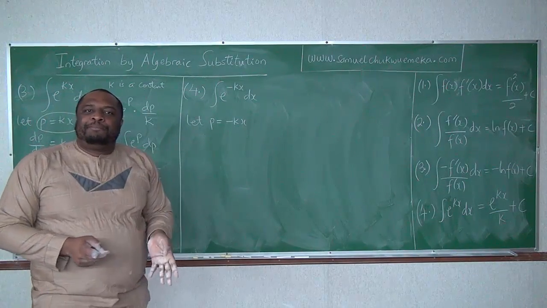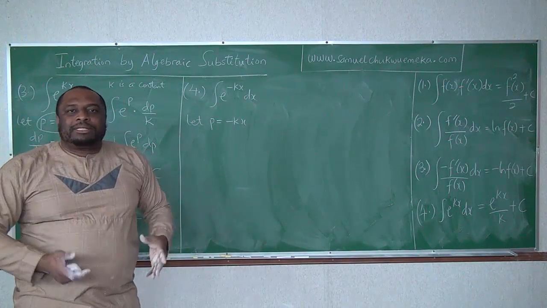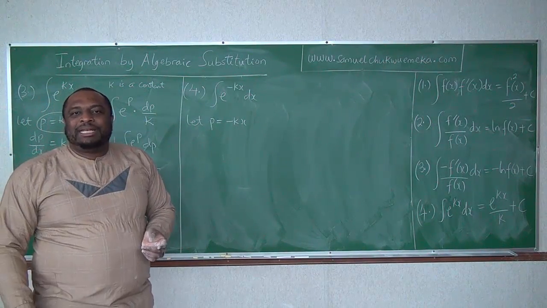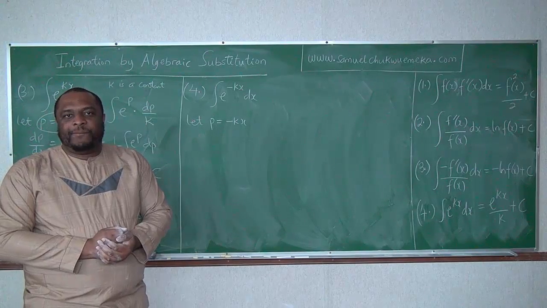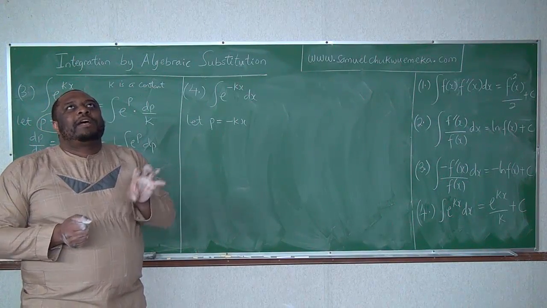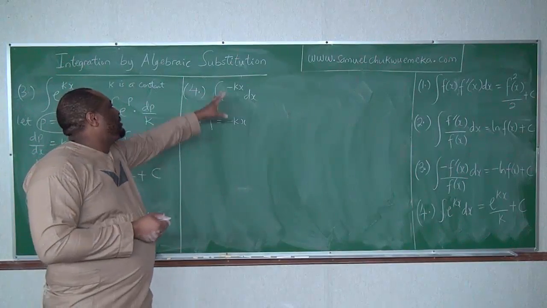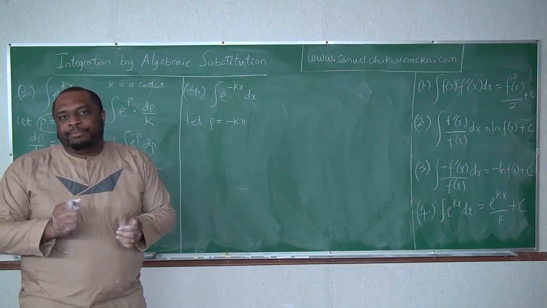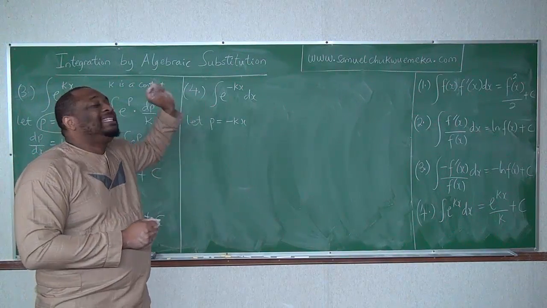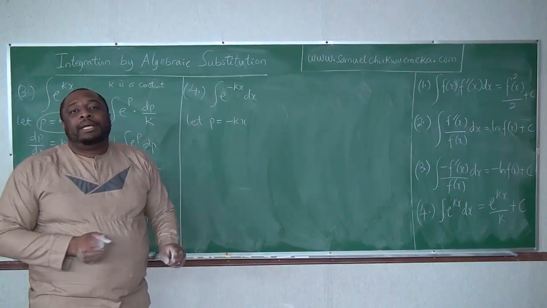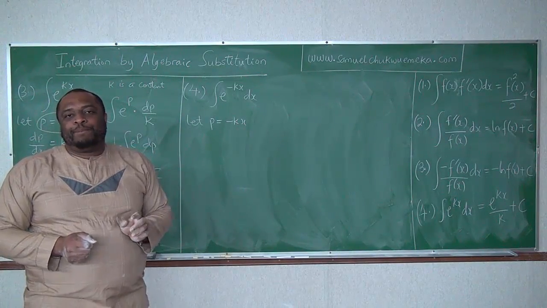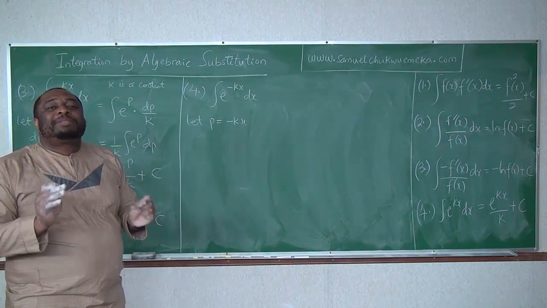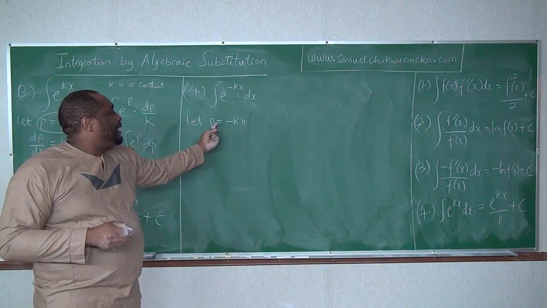And e to the negative p, it's not straightforward. That negative is a problem. So substitute it so that when you're substituting back to find the integral, it's not going to be a problem. The negative is a problem and k is a problem. That's why.